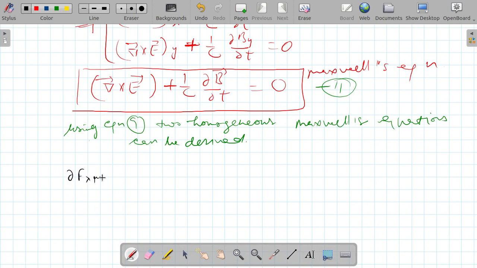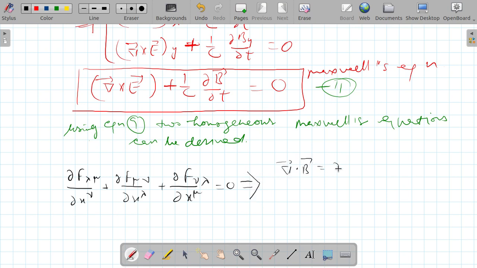∂F^{λμ}/∂x^ν + ∂F^{μν}/∂x^λ + ∂F^{νλ}/∂x^μ must be equal to 0, and this equation leads to ∇·B = 0 and ∇×E must be equal to −(1/c) ∂B/∂t. Right? So that's what we are concluding from this part.